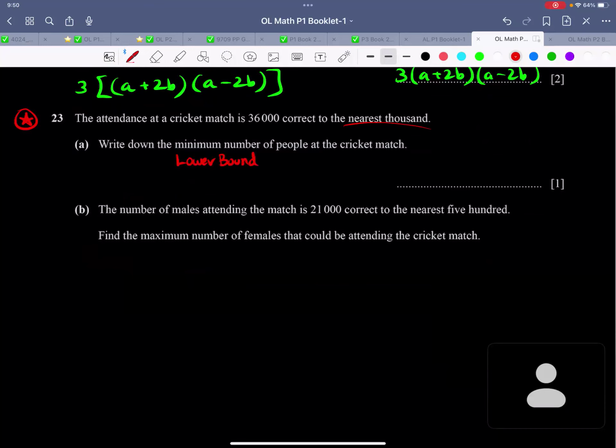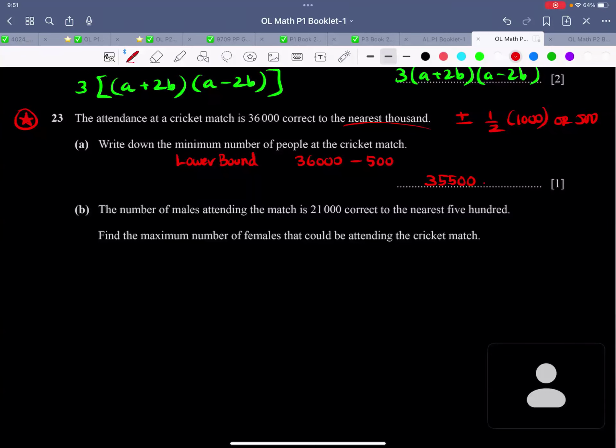So now the thing is that when it's to the nearest 1,000, we add and subtract half of that value, which is half of 1,000, which is 500. If it's nearest integer, we add and subtract 0.5. If it's nearest 1,000, we add and subtract 500. So now the lower bound is 36,000 minus 500, which is how much? This is 35,500. So that's the minimum number of people.